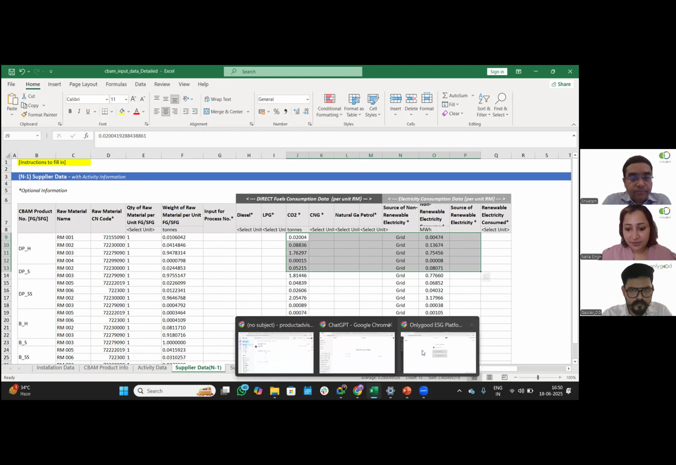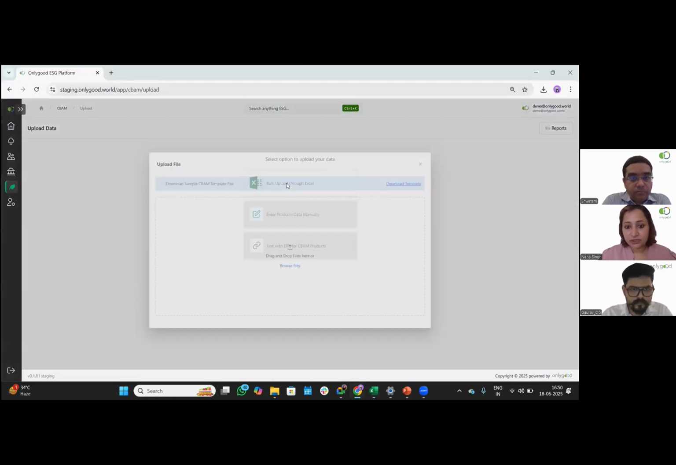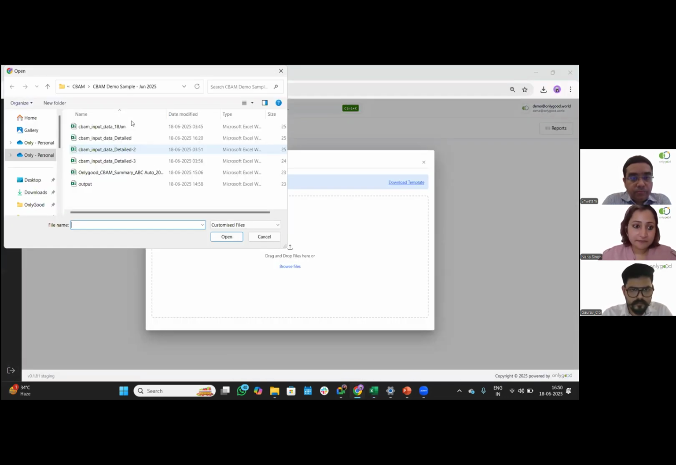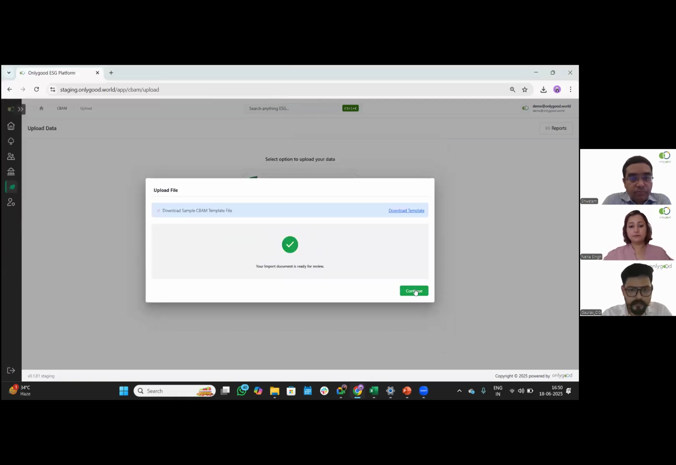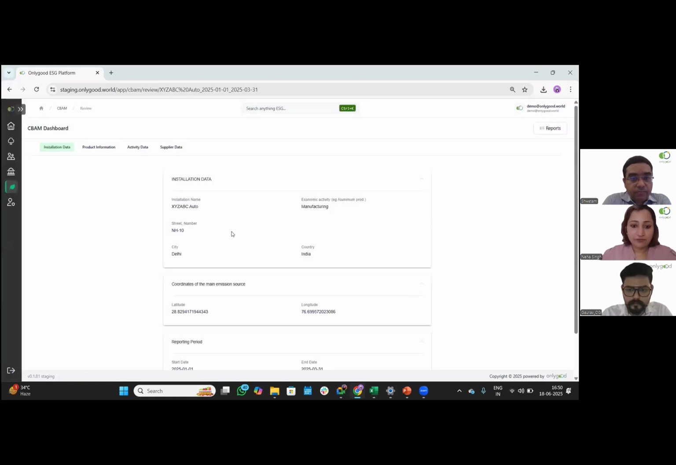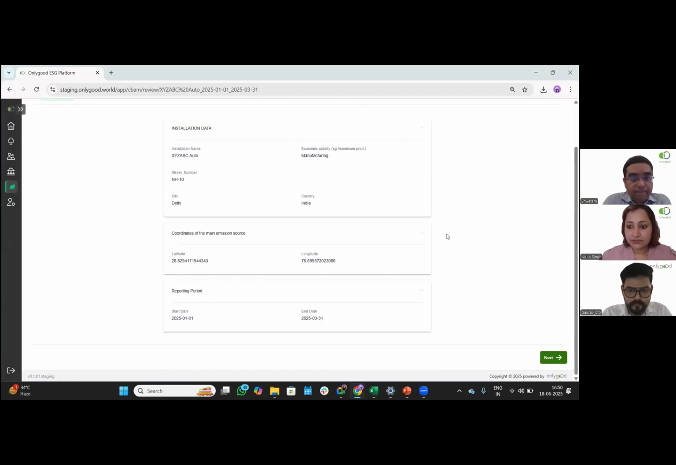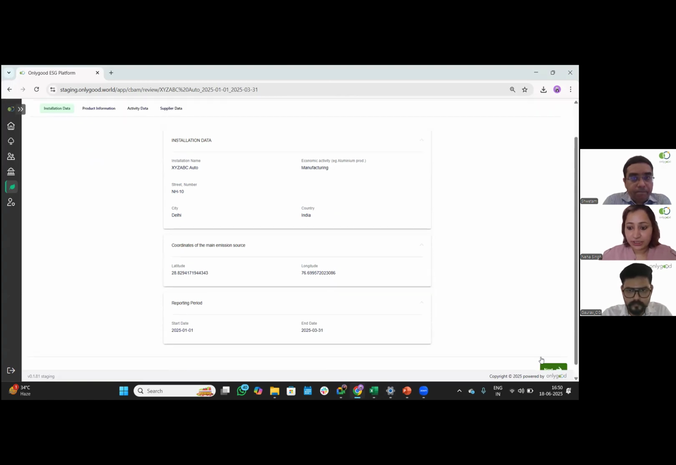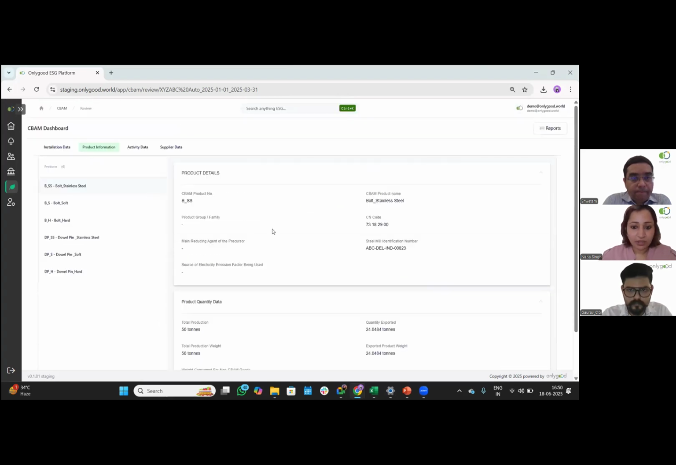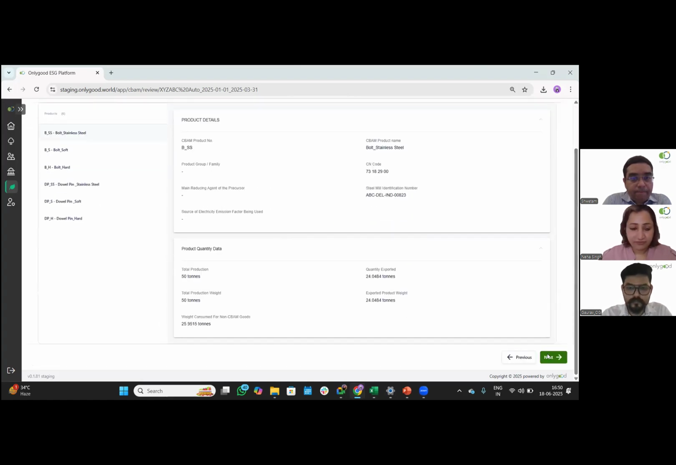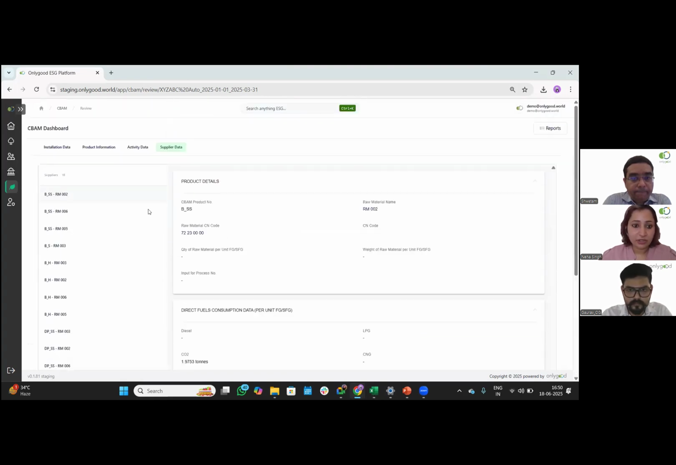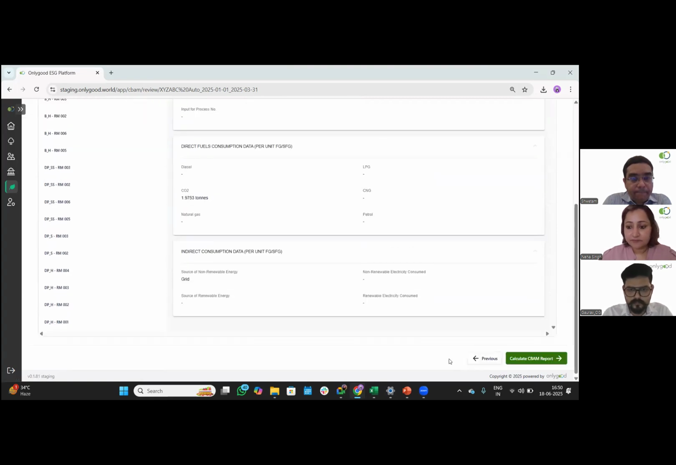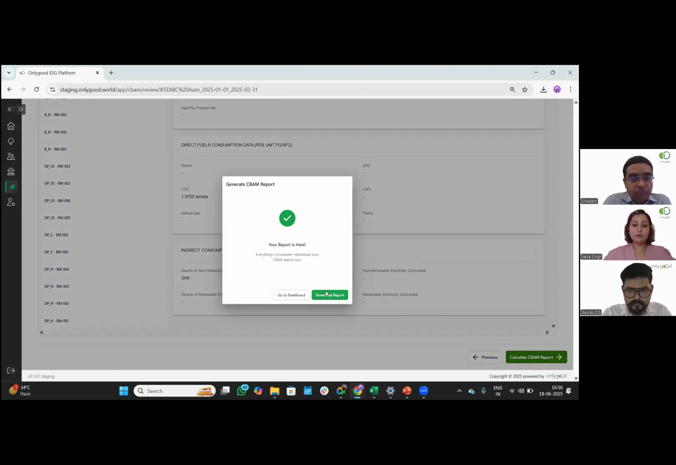Now, once I have this information, this Excel prepared, I just click here, browse the file, upload it, and I say import. Now, all the information that I just showed you becomes visible on the screen. Your installation data, your product information, you can just preview this to check that everything's imported correctly, activity data, and last but not the least, the supplier data, which is precursor. And I say, okay, calculate my CBAM report.